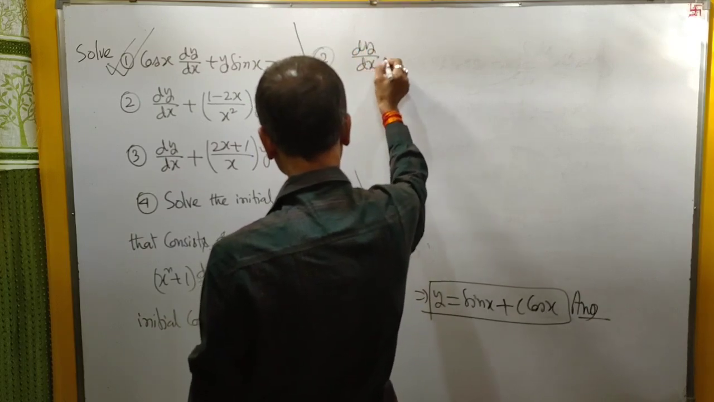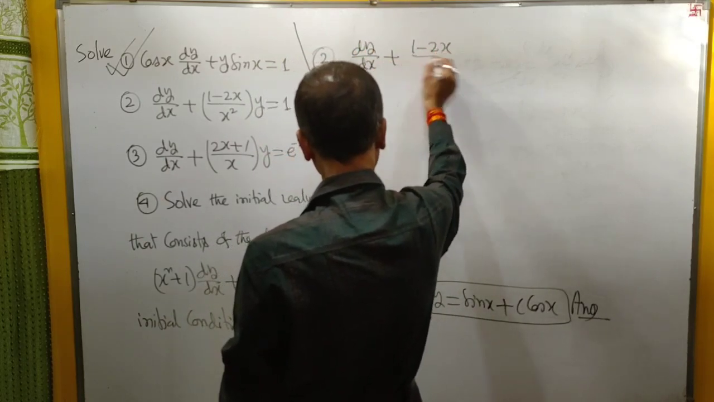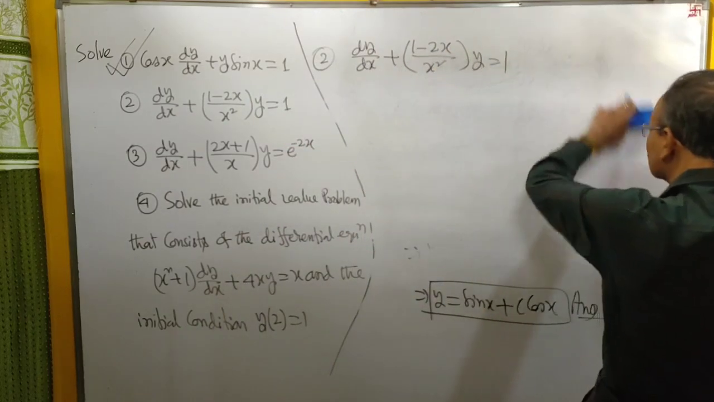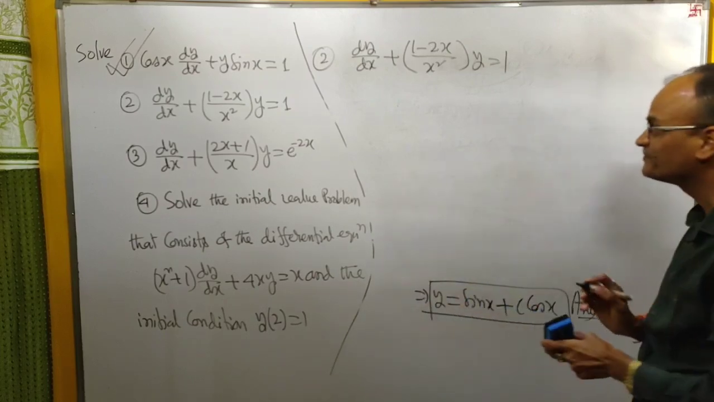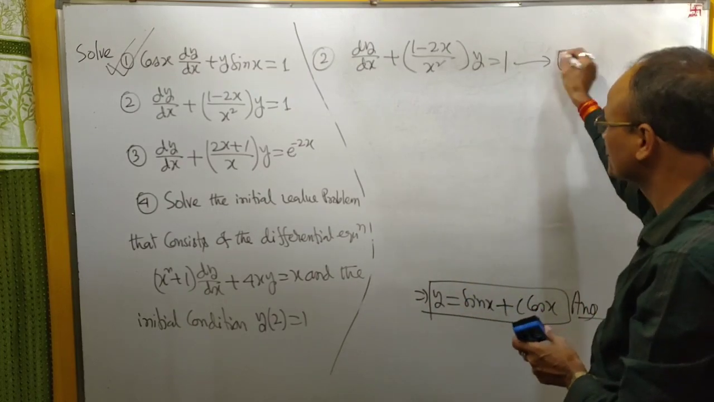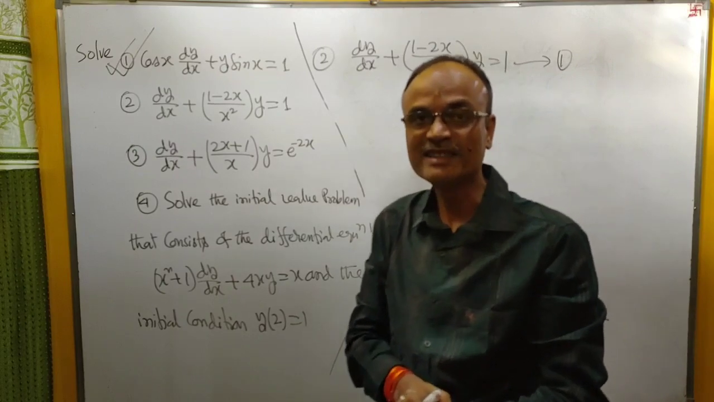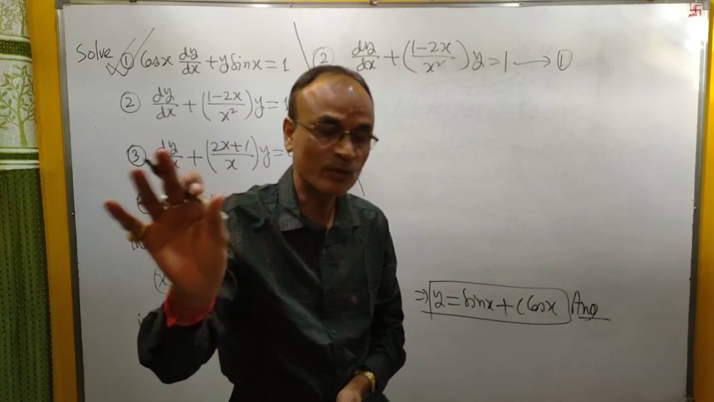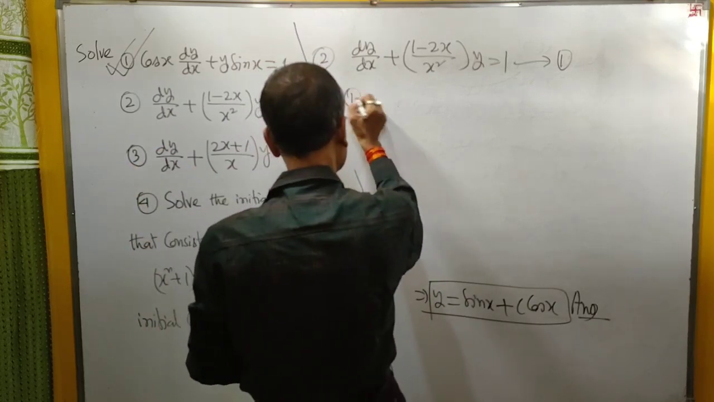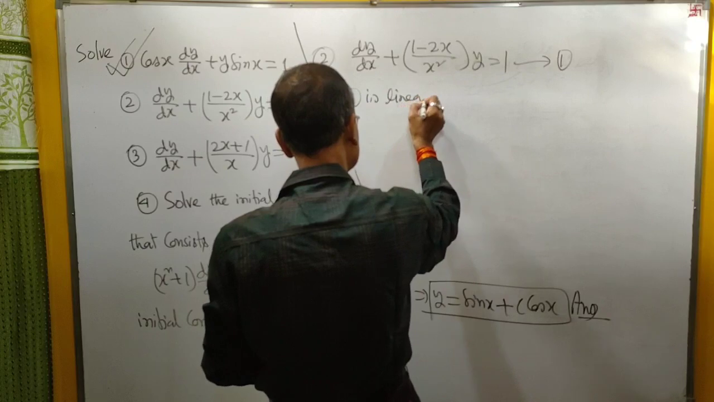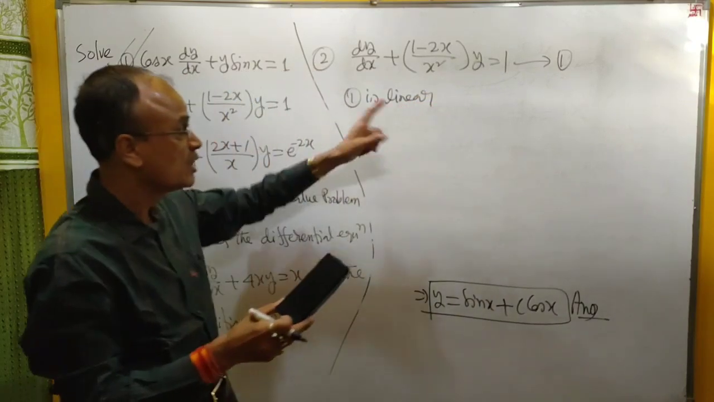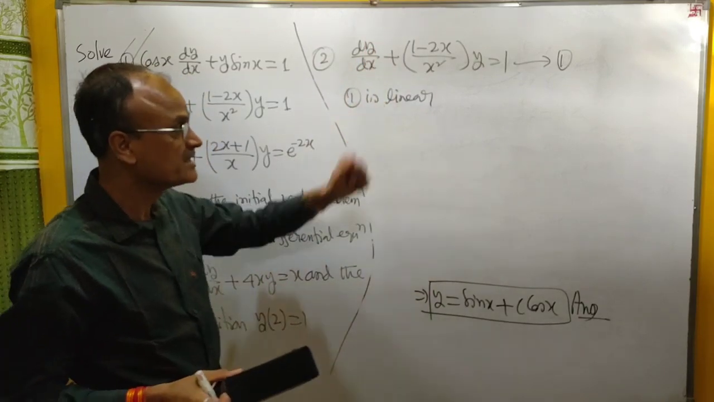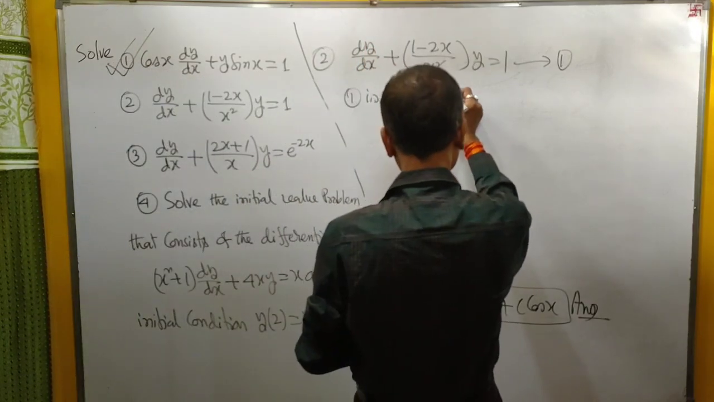The differential equation is dy/dx + (1 - 2x)/x² · y = 1. Obviously, it is a linear differential equation. It is linear because it is of the form dy/dx + Py = Q, linear in y, meaning y is the dependent variable and x is the independent variable.